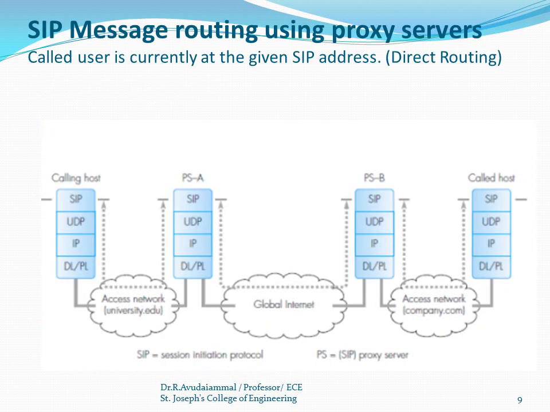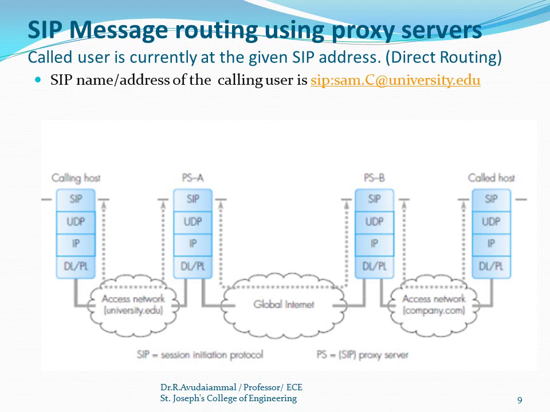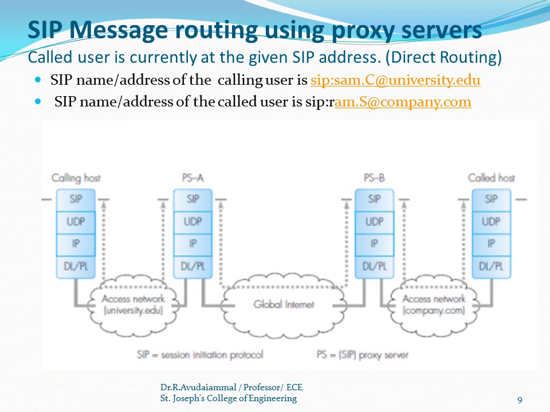See, the message routing is using proxy servers, that is our direct routing. In this case, the name address of the calling user, that is, he is initially available at, this is a calling user, caller, he is located at the university.edu address. The called user is our rom.s and he is initially located at company.com. By that time, how is he being located?